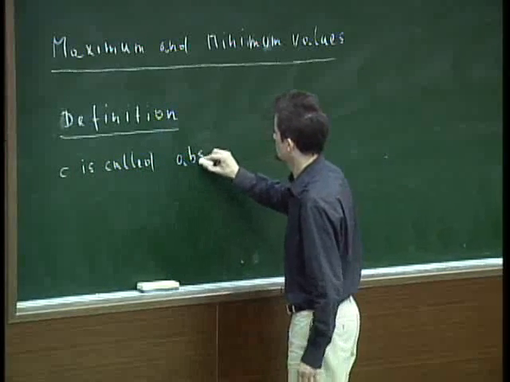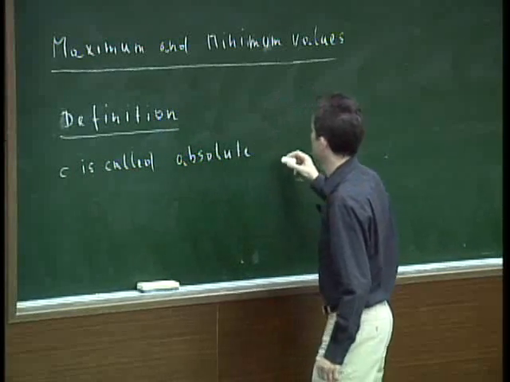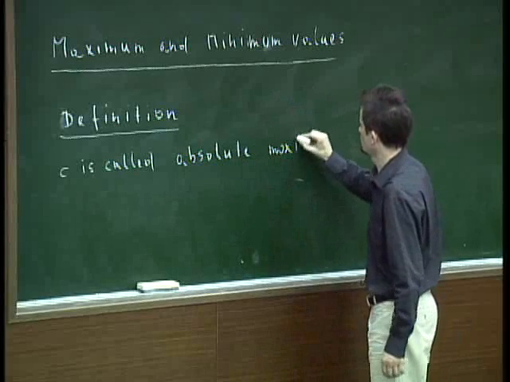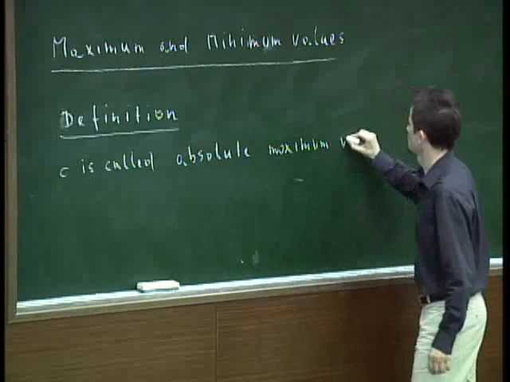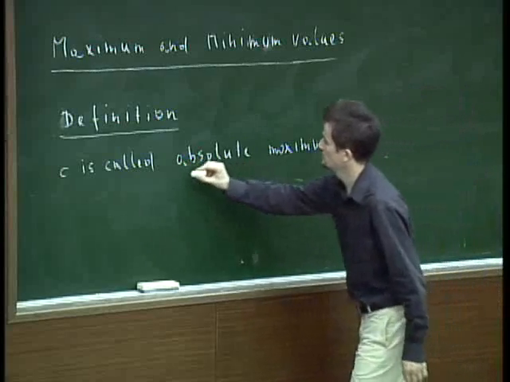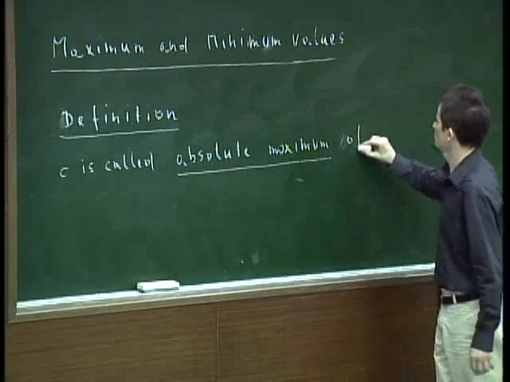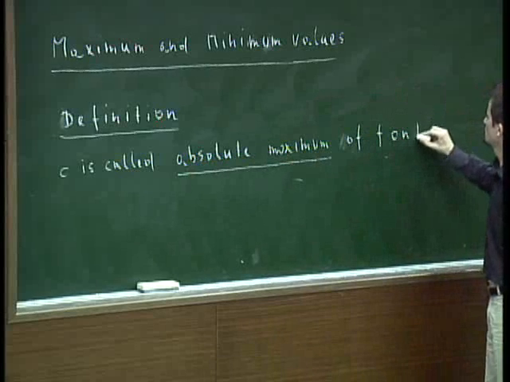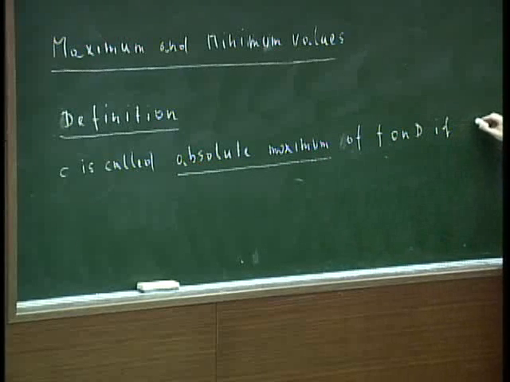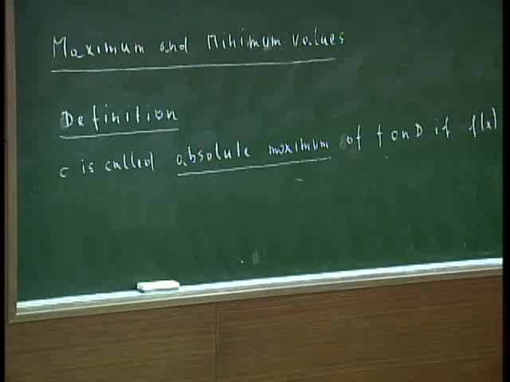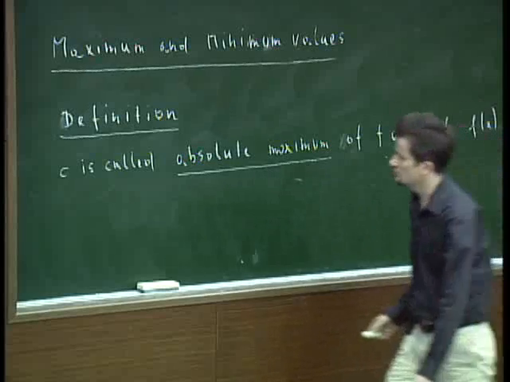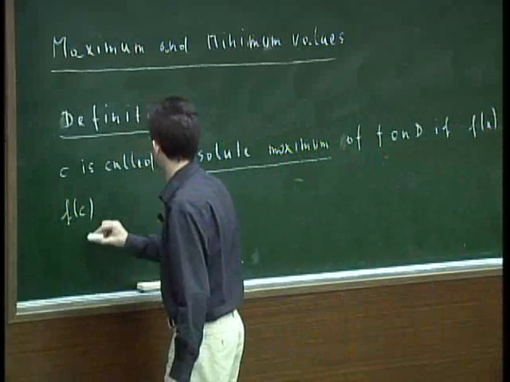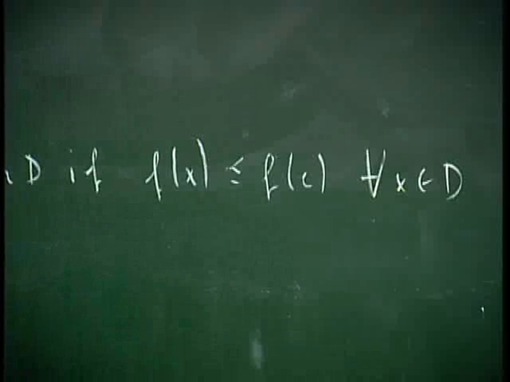So c is called the absolute maximum of f on D if f of x is smaller or equal than f of c for all x in D. Now, f of c. You should differ here between maximum and maximum value. f of c is called the maximum value.